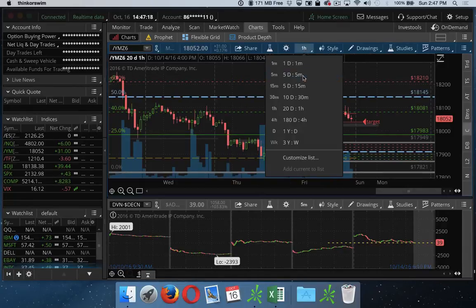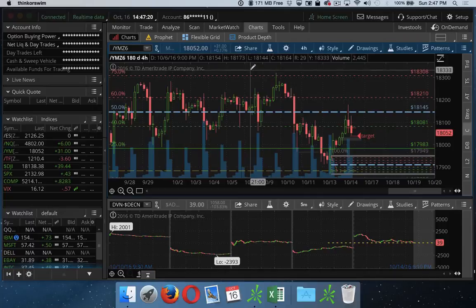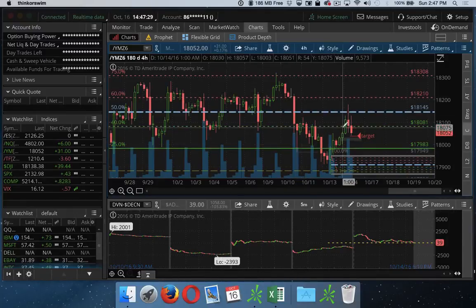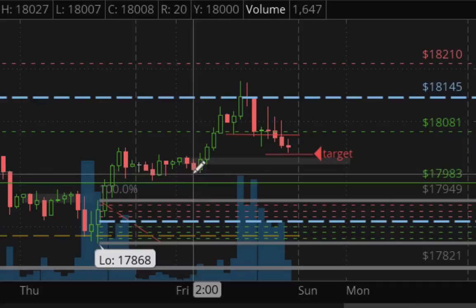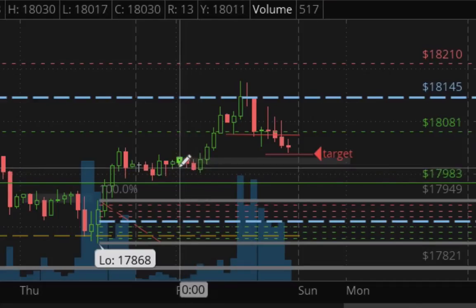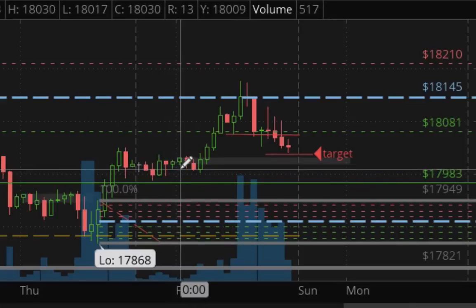Now I'm on a 1 hour chart. Let me go to a 4 hour chart. And you can see that if we take a look at Friday, I'll go back to the 14th here. So right here was the open. And let me go down to a 1 hour. So here's basically New York midnight right here.